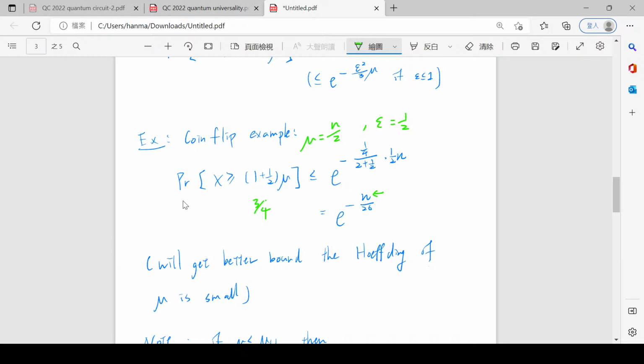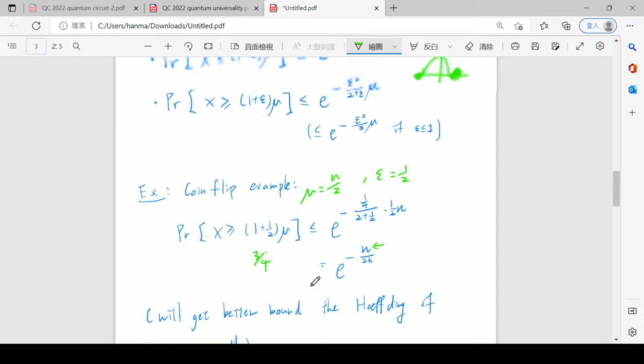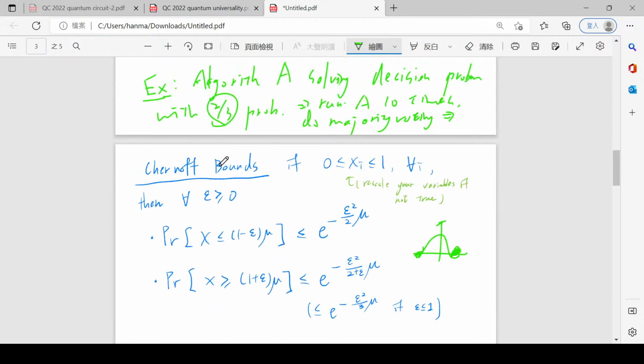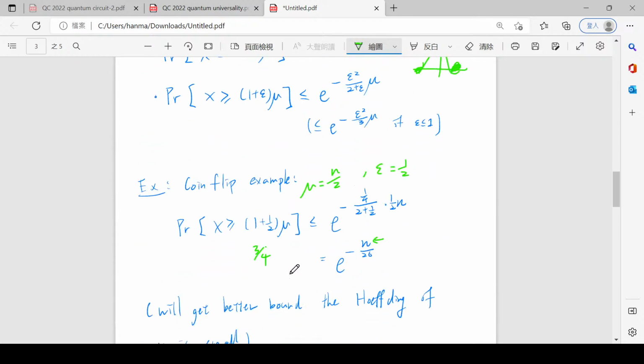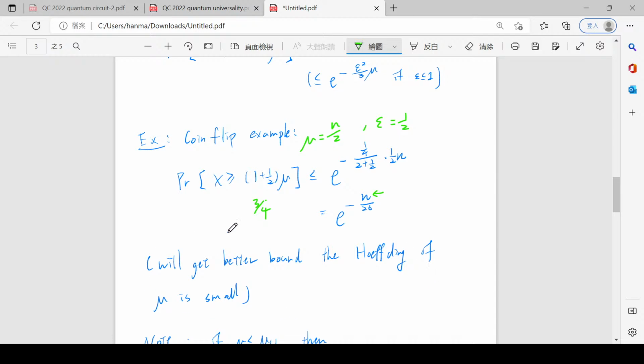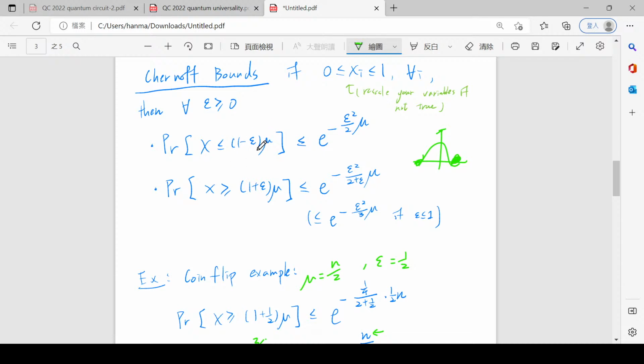So some comments on the Chernoff bound. When is the Chernoff bound more useful than the Hoeffding bound? As we see, it's actually worse in this example. I think the most important difference is that this is really a multiplicative error here. So this will give you a better bound when your mu is very small. Let's say if your mu is also scaling with n, then you get some extra scaling with n here. So that will be nice.